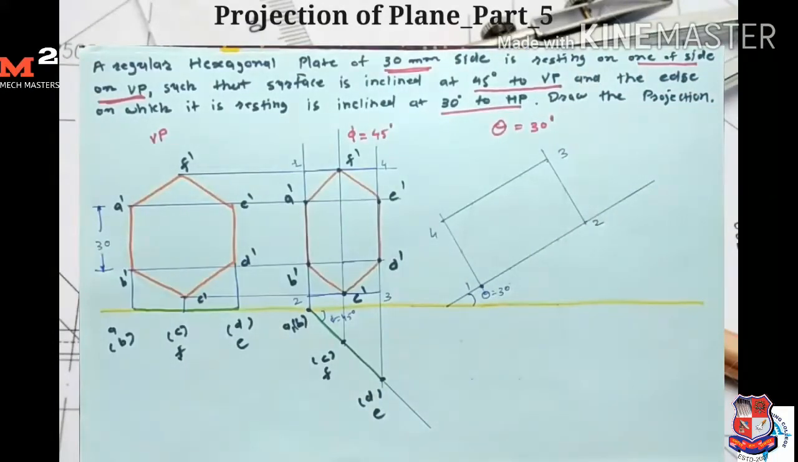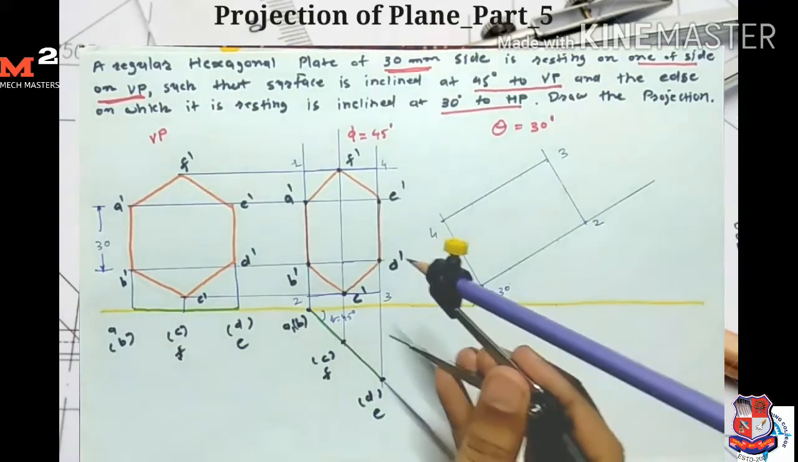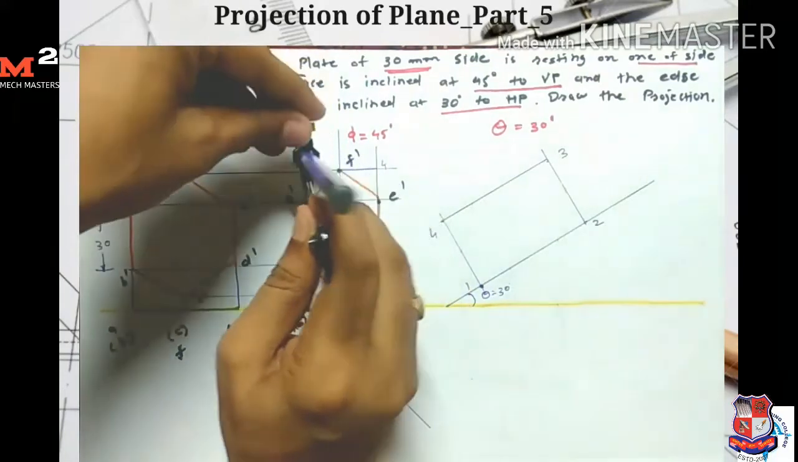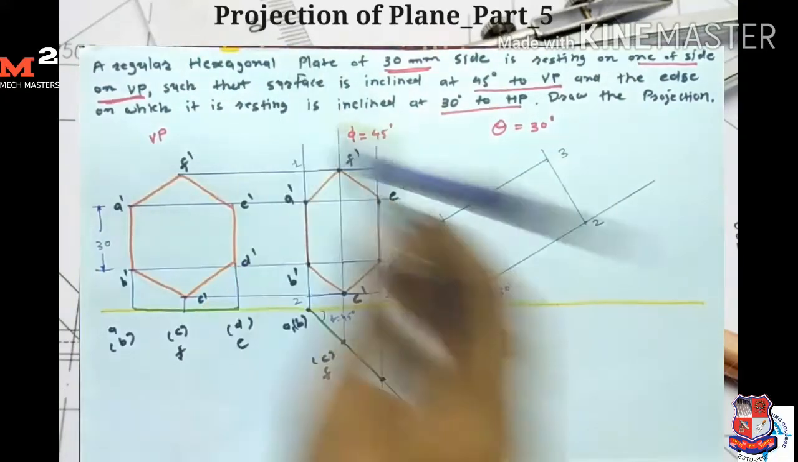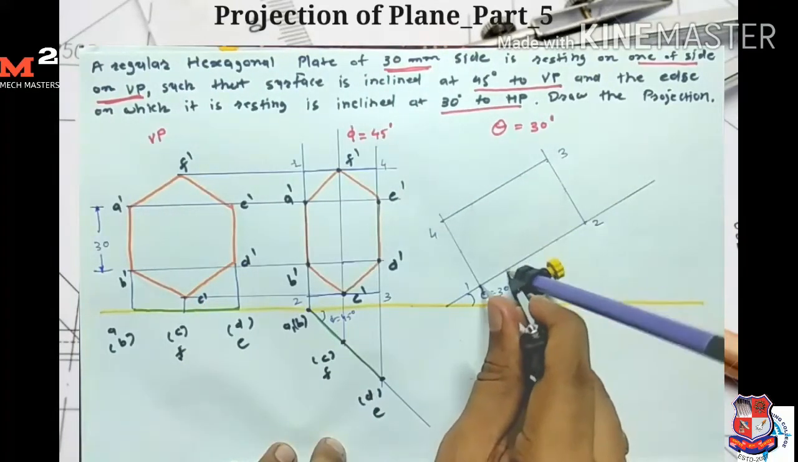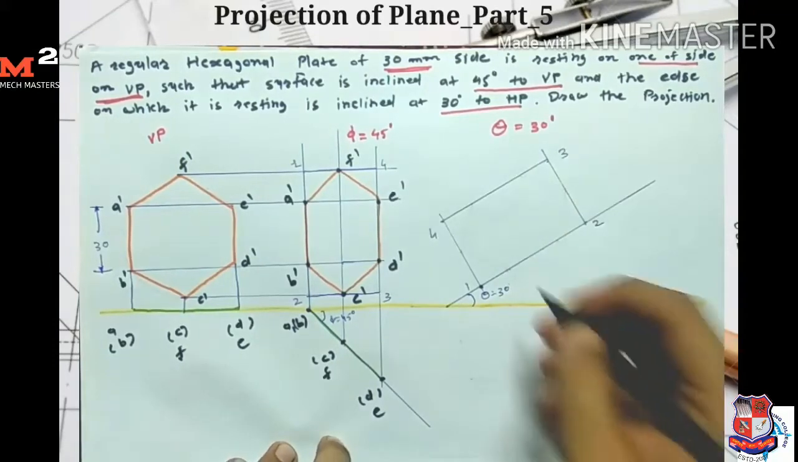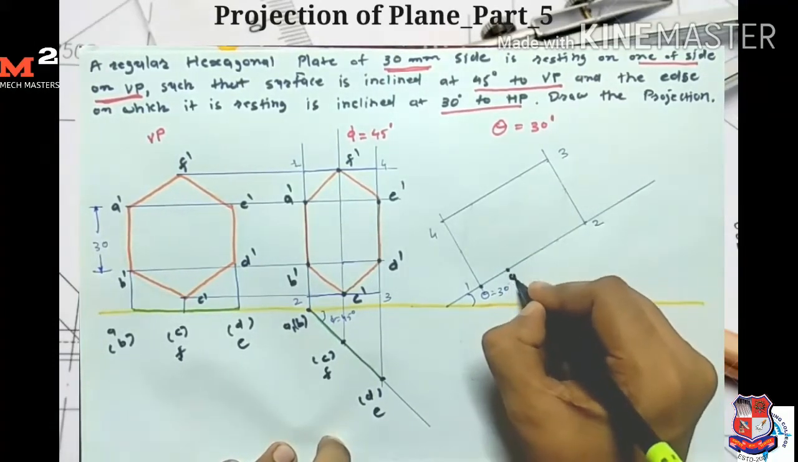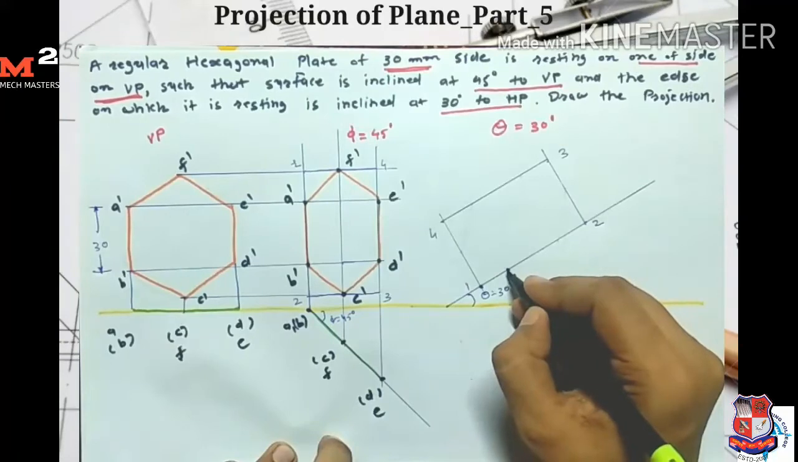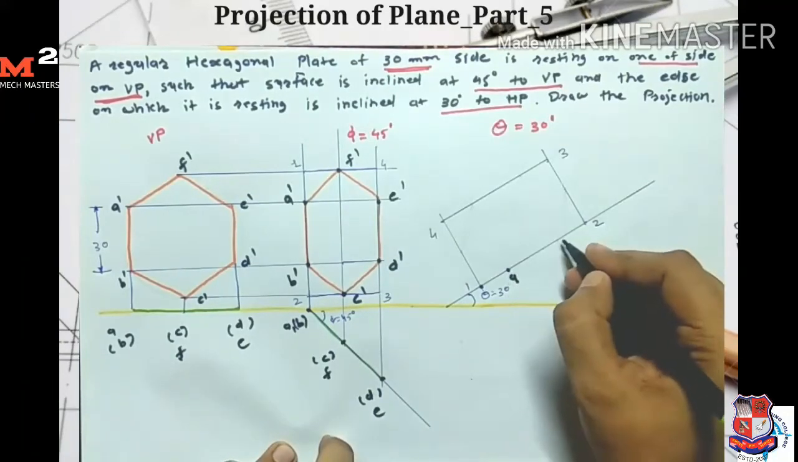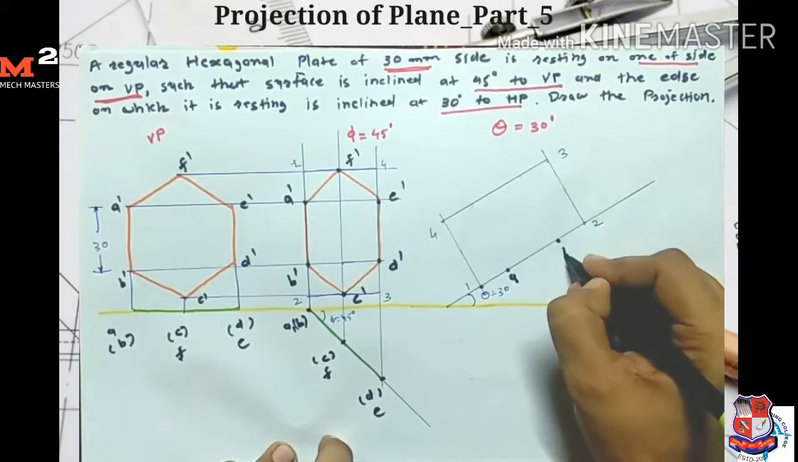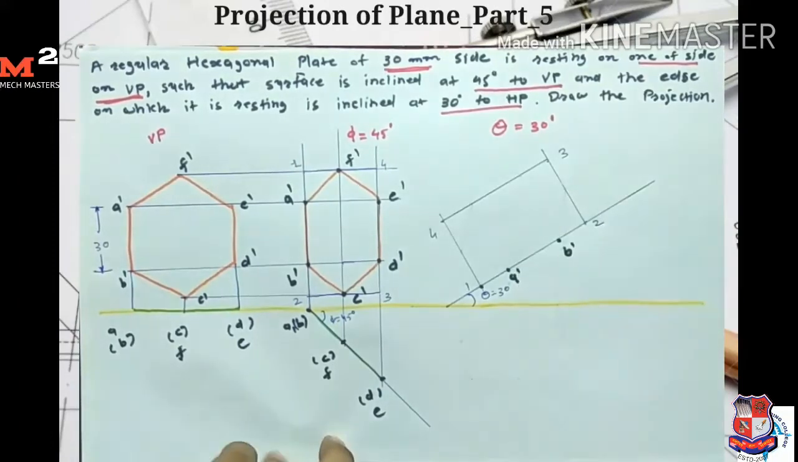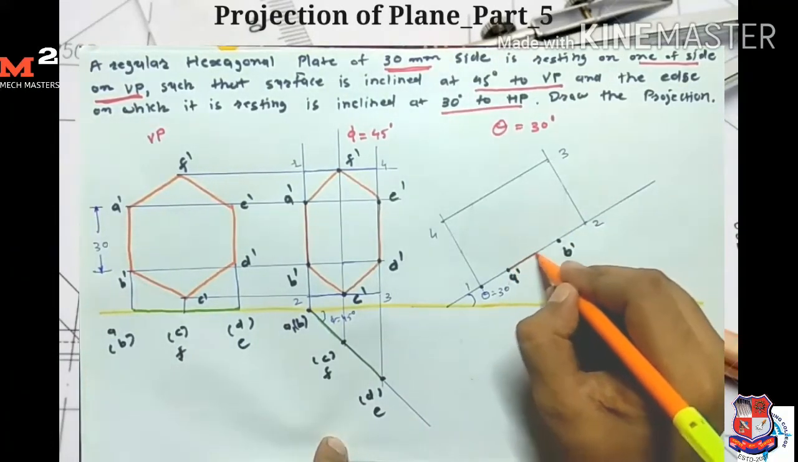Now I draw the hexagon inside this rectangle. First I mark the points A dash and B dash. For that I take the distance of 1 A dash, and from point 1 I draw one arc which intersects here. So here I get my point A dash. And now from point A dash I measure the distance of 30 mm and I get my point B dash here, A dash and B dash. So in this way I get my side A dash B dash.